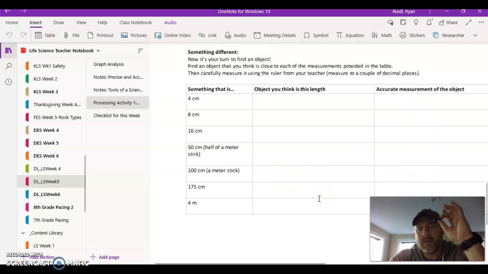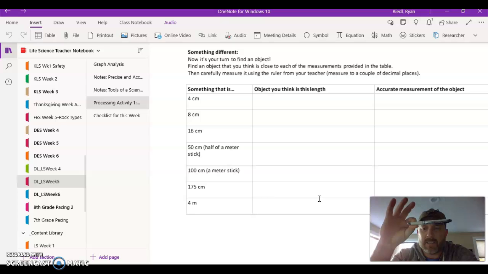So just guys, find something that you think is about 4 centimeters. Find something that you think is about 16 centimeters. Find something that you think is about half a meter stick. Okay, and then go ahead and measure these things out and check it out. See if you're right or you're wrong. Okay, that's the only way we're going to know.